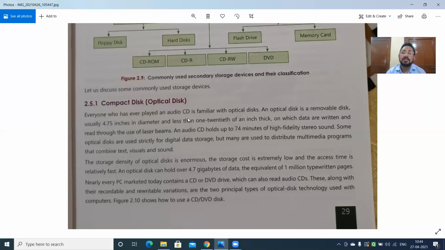I'm not denying that. These, along with their recordable and rewritable variations, are the two principal types of optical disc technology used with computers. Normally, I think you have seen at your home also, we call it a compact disc, CD, or optical disc. It's normally a silver-colored, round disc. You are familiar with it. There are two types, readable, and read and write both.